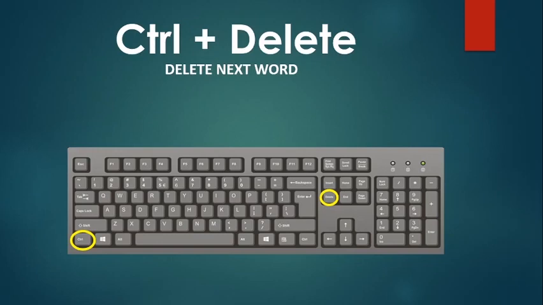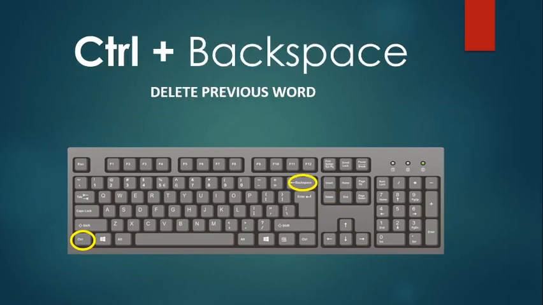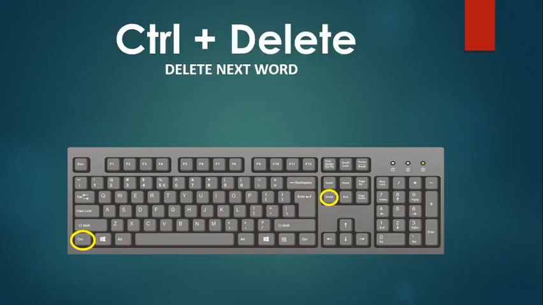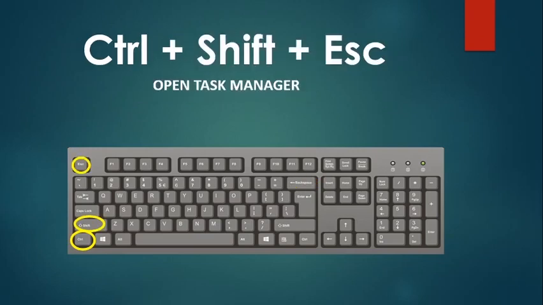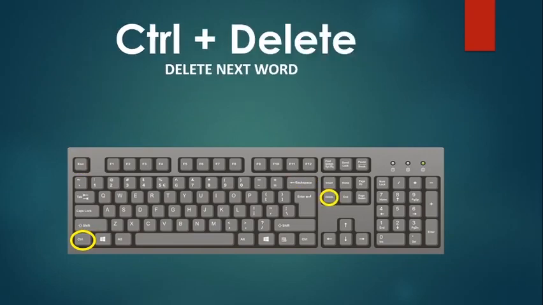Control delete will delete, so delete and the backspace keys, these two are used, for example, if you have a cursor in between two words. If you want to delete the word before that cursor, you press the backspace and it goes back one by one character. If you want to delete the whole word, you press Control backspace and it will delete the word for you. Now if you want to delete the word which is after the cursor, then you press the Control and delete and it will delete the next word for you.